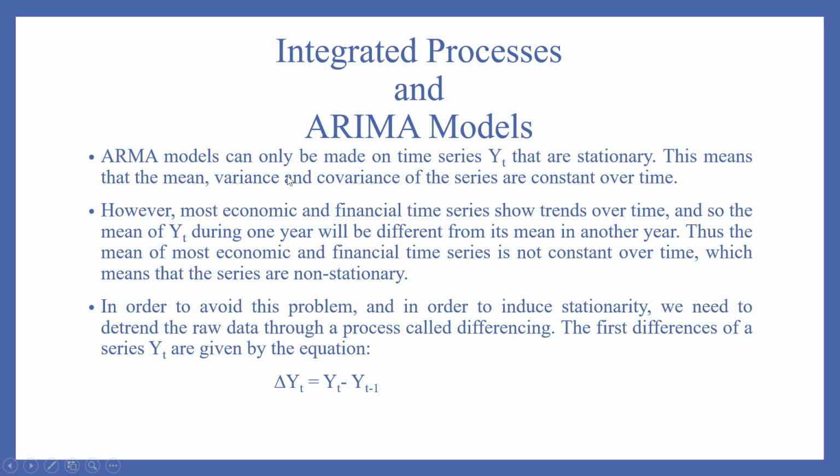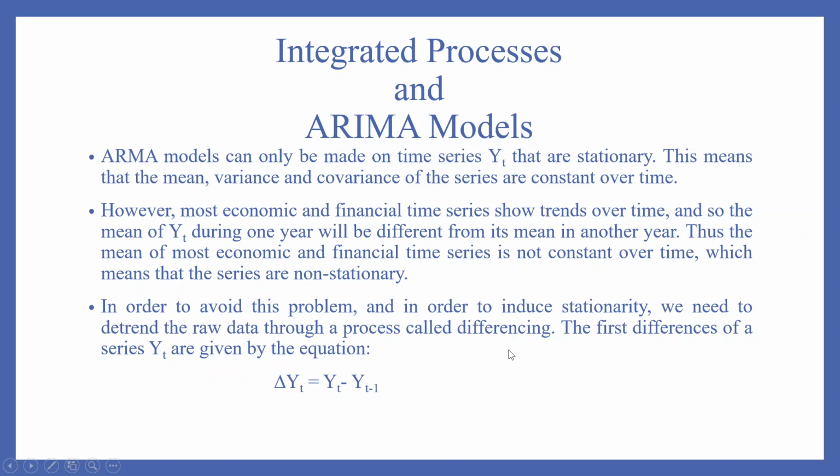ARMA models can be only made on time series Yt that are stationary. This means that the mean, variance, and covariance of the series are constant over the time. However, most economic and financial time series show trend over the time, and so the mean of Yt during 1 year will be different from its mean in another year. Thus, the mean of most economic and financial time series is not constant over time, which means that the series are non-stationary. In order to avoid this problem and in order to induce stationarity, we need to detrend the raw data through a process called the differencing.